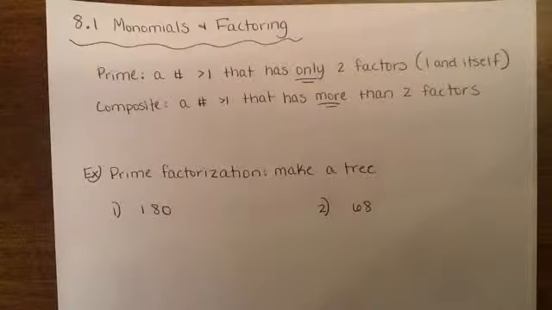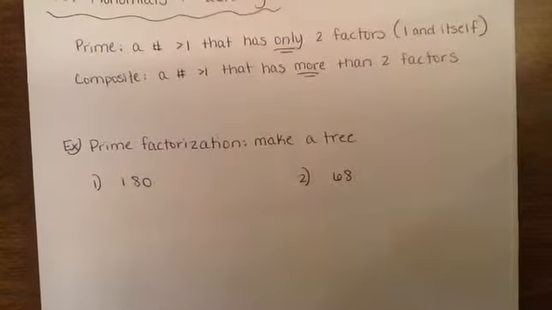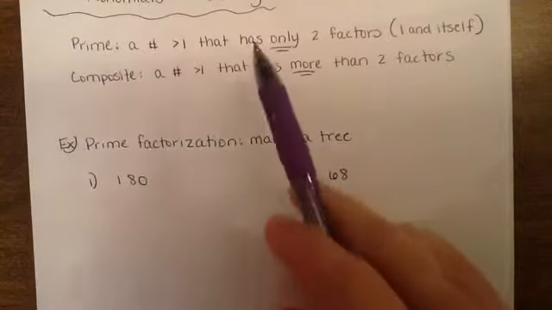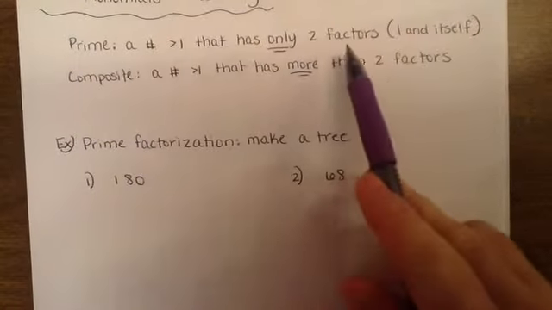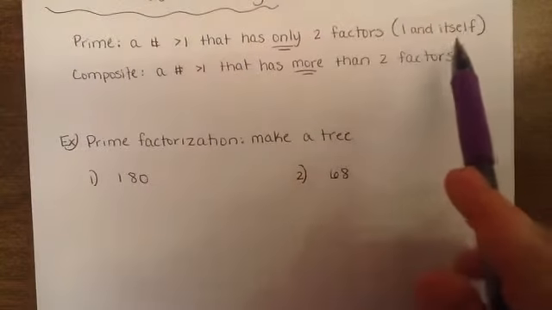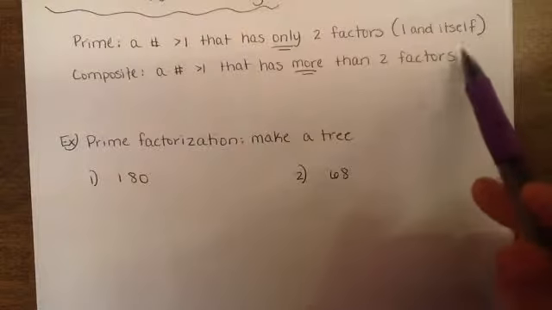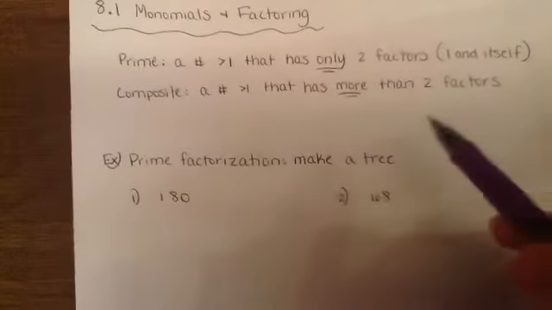Mathematicians. Today we're going to talk about monomials and factoring. First, a prime number is a number greater than 1 that has only two factors, 1 and itself, so it can only be divided by 1 or itself.